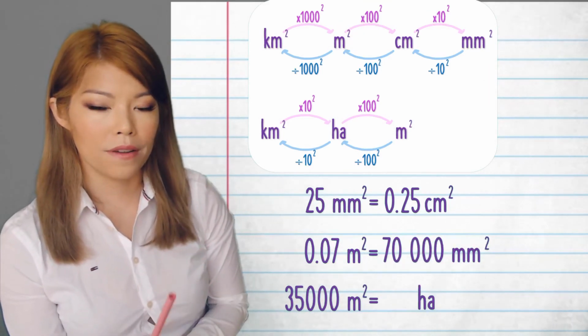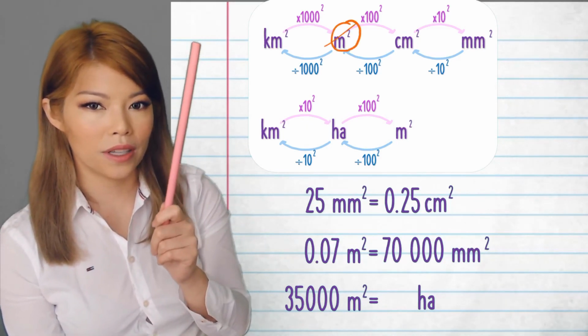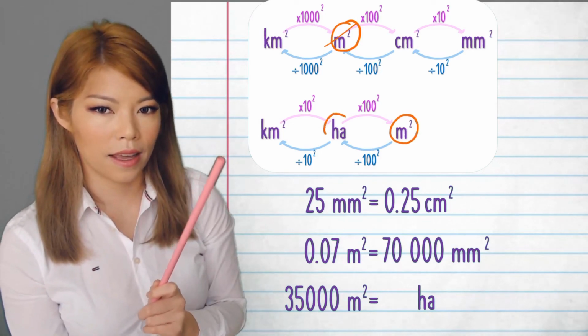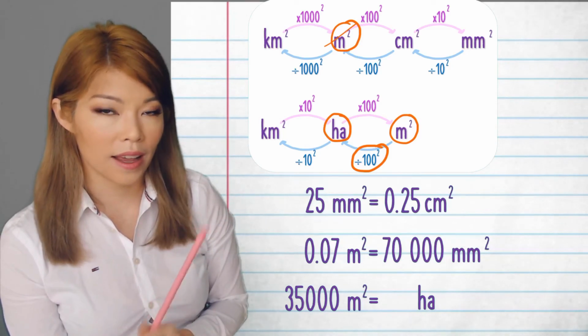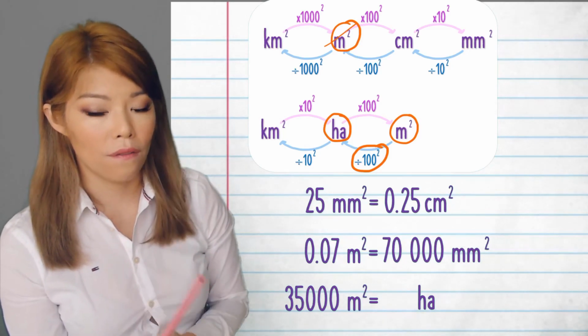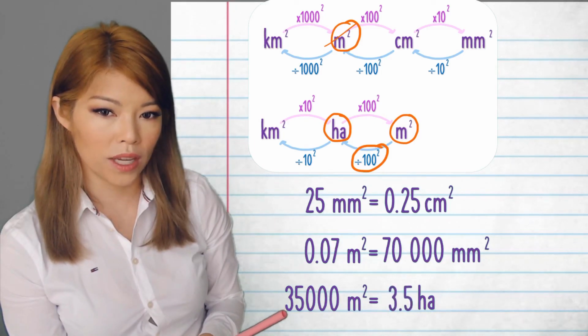Last example, 35,000 meters squared is equal to how many hectares? Now we're not going to use the list at the top, we're going to use the list here because it has hectares. So we have to divide by 100 squared. 100 squared is how many zeros? 4. So dividing by 4, we move the decimal point 4 times, we get 3.5 hectares.